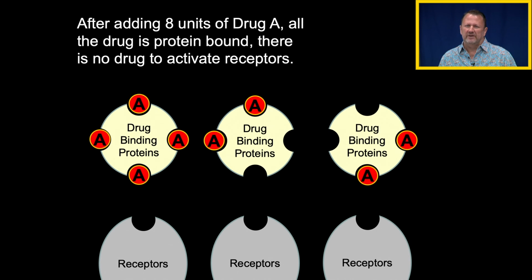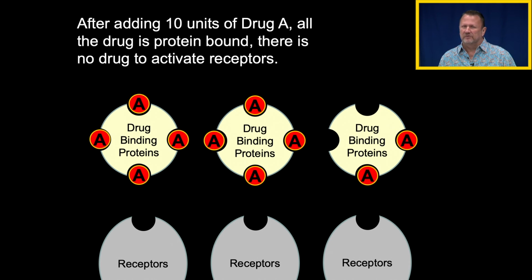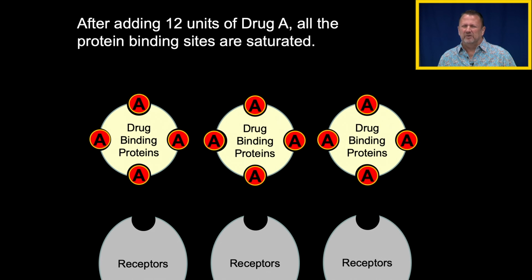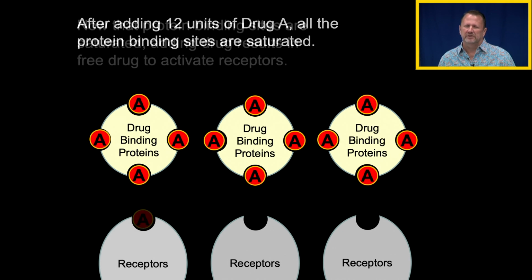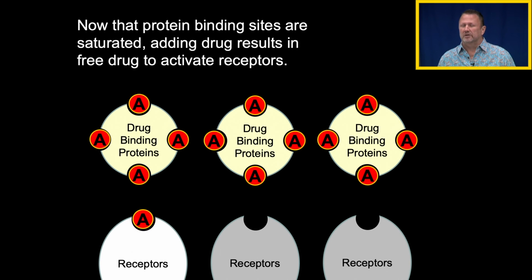All right, well, let's just, instead of adding 6, we're going to add 8. All right, well, we've added 8 units of drug here. There's 8 units of drug. It's all protein bound. There's no drug to activate receptors. Even if we add the 10 units of drug, we're still protein bound at this point. We don't have any free drug. So in this cartoon, it takes 12 units of drug A, quite simply, to saturate the protein binding sites. It'll be in doses above 12 units of drug A that we finally have free drug to activate receptor. And so now here at 13 units of drug A, I finally have free drug in solution that can activate receptors. All right, so if I add more drug, I've saturated the binding sites already, and then I can activate more receptors.